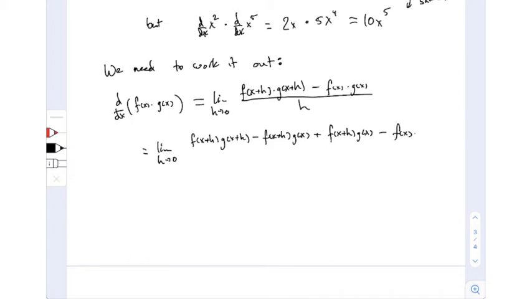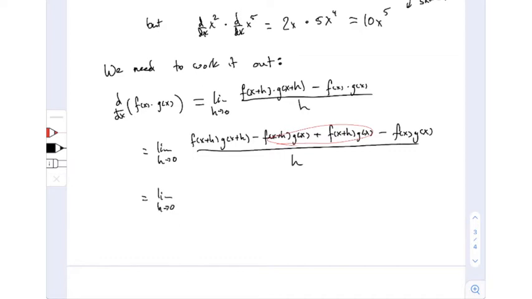So what you have is the same as before, only I inserted these two guys in the middle. I created them out of nowhere. They are the same. One is a plus and one is a minus. So you are allowed to do that. And then, of course, all of this divided by h. The purpose of creating those new ones in there is that now we can separate this into two fractions and factor out a piece of each.